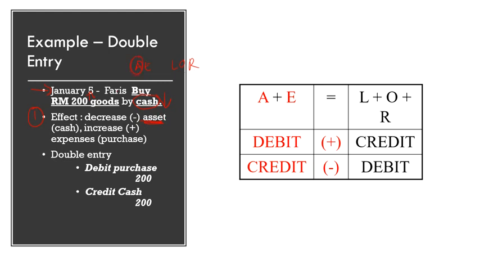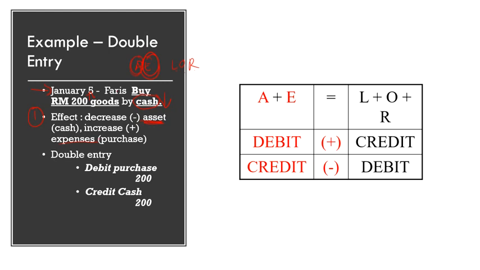Okay, so how about buy 200 goods? When you buy, it means that it will increase your expenses. So, whenever you saw buy 200 ringgit goods, buy je is referring to the expenses. So that's why here increase expenses. Okay. So first you dapat identify the effect.